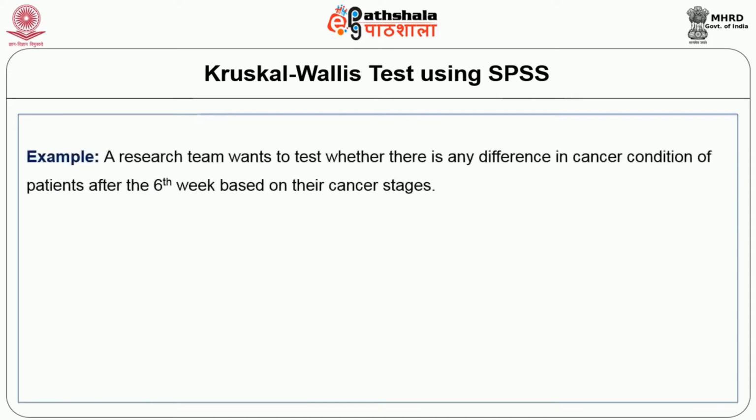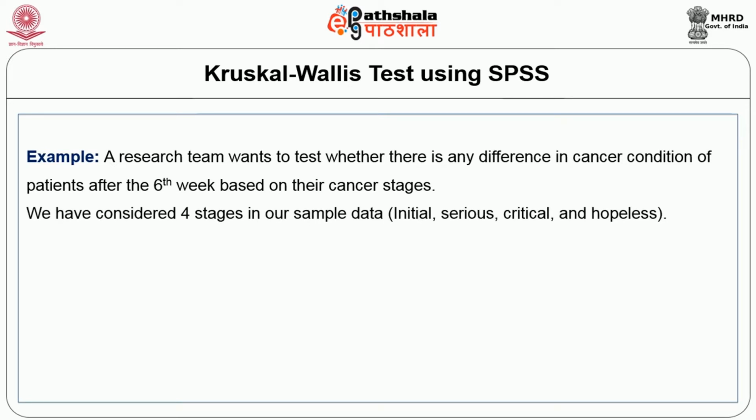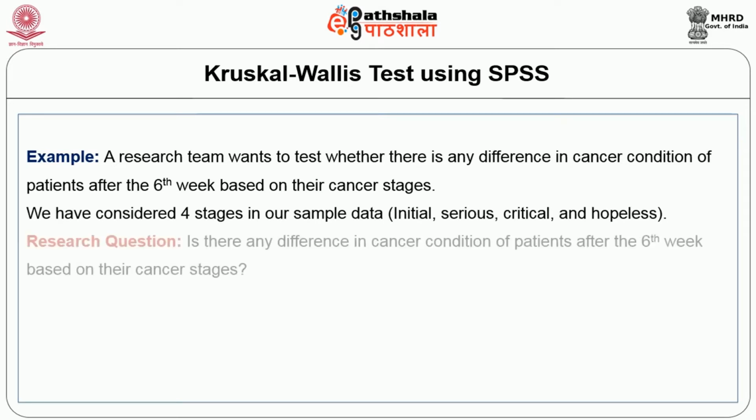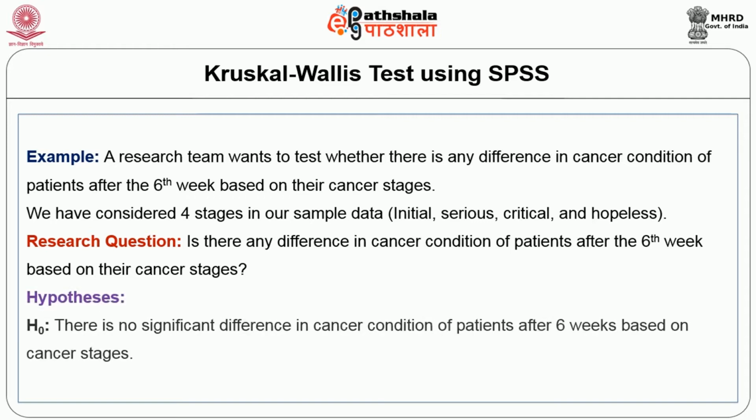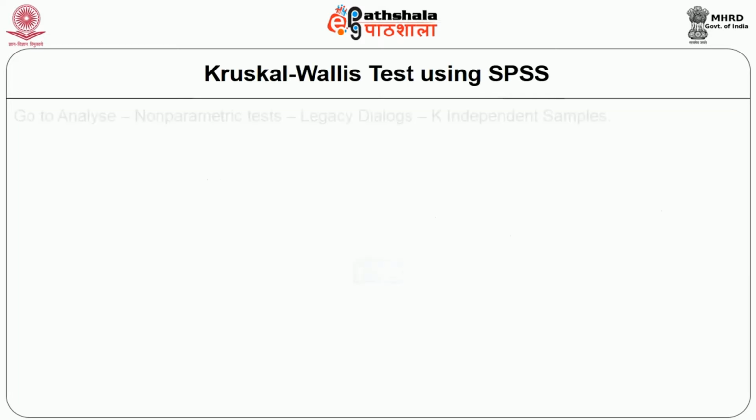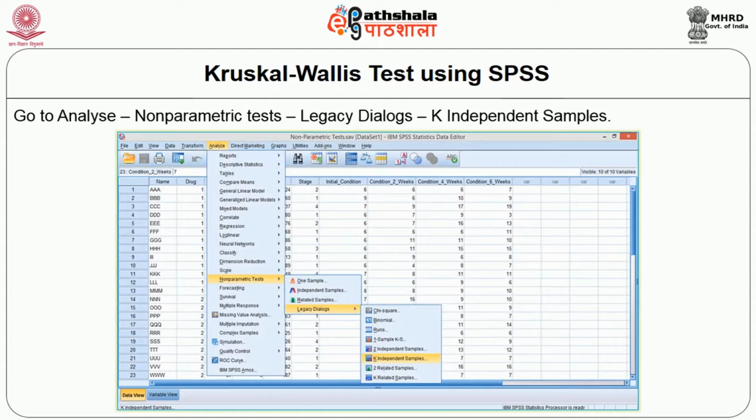A research team wants to test whether there is any difference in cancer condition of patients after the 6th week based on their cancer stages. We have considered 4 stages in our sample data. The research question is: is there any difference in cancer condition of patients after the 6th week based on their cancer stages? The null hypothesis is there is no significant difference in cancer condition of patients after 6 weeks based on cancer stages. Let us now use the sample file non-parametric test.sav.